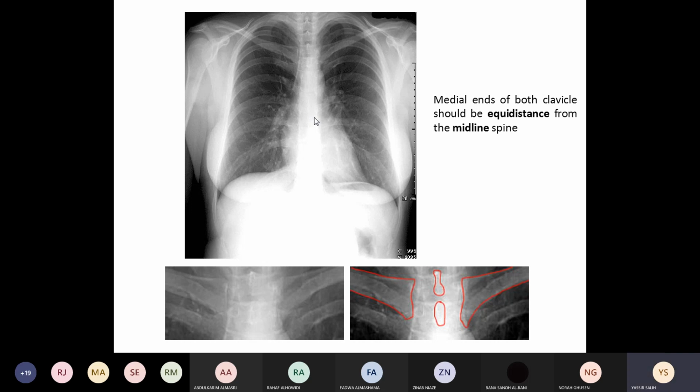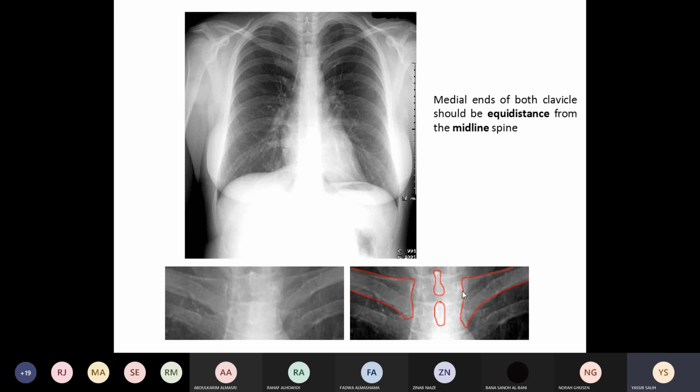So the sign of centering of the patient, a non-rotated patient, is equidistance of the medial ends of both clavicles from the midline, which is the spinous process. This is the spinous process. You can measure the distance between the spinous process and the right clavicle, and the same spinous process to the left. If they are equal, this means this patient is centered, not rotated.